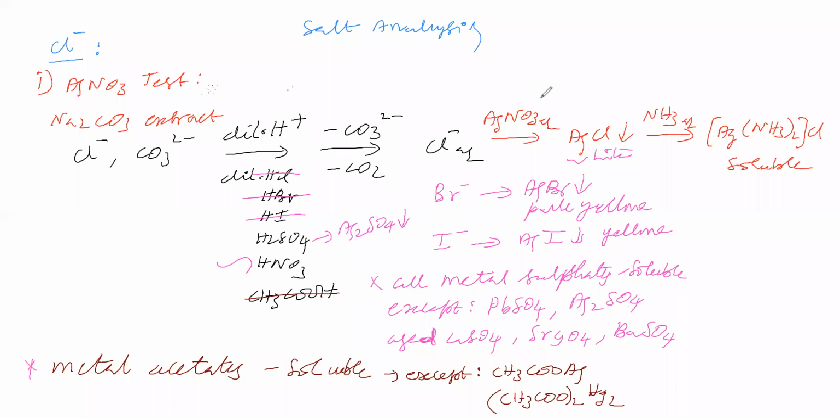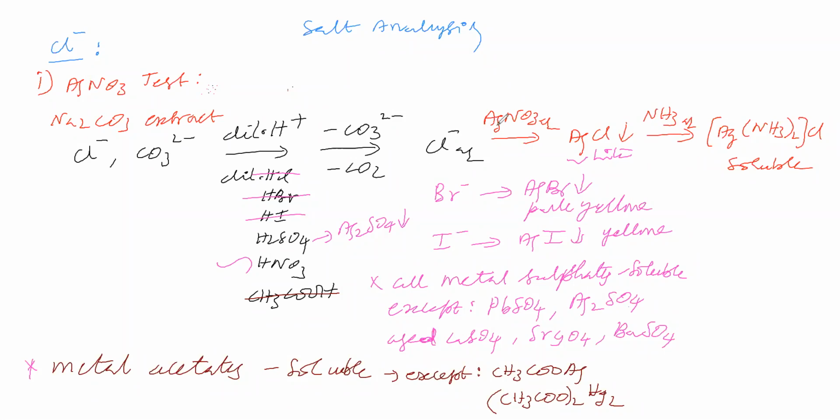Then we add silver nitrate solution to test Cl minus. Cl minus with silver gives silver chloride white precipitate. The white precipitate dissolves in ammonia to give a complex. That complex is [Ag(NH3)2]Cl. So in this silver nitrate test, we take sodium carbonate extract. Sodium carbonate extract contains Cl minus ions and carbonate ions. We add dilute acid, that is dilute HNO3. Now carbonate becomes carbon dioxide. Carbon dioxide is removed by boiling. Then the contents are cooled. In the cooled contents, Cl minus is there.